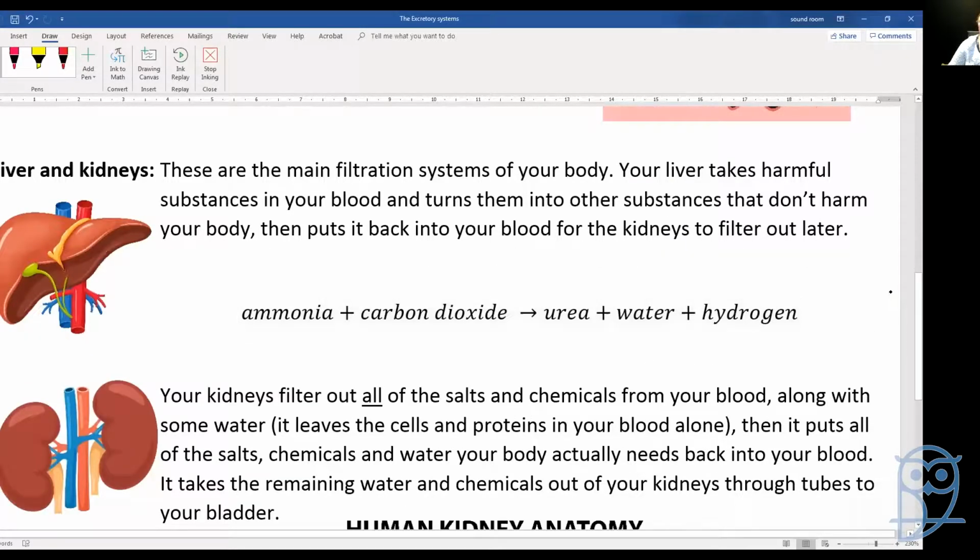so the next kind of excretory system, your main excretory system, is your liver and your kidneys. So your liver takes harmful substances from your blood and then it turns them into other substances that don't harm your body. So it would then take these new substances that it made and it would put it back in your blood for your kidneys to filter out later. So here we've got an example.